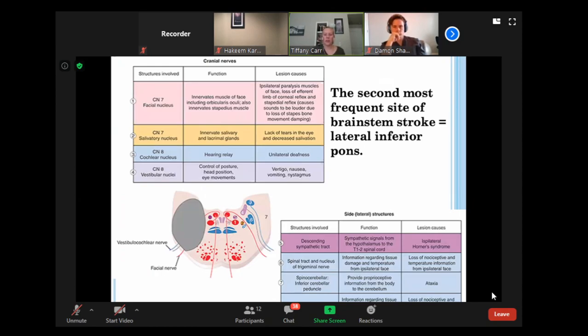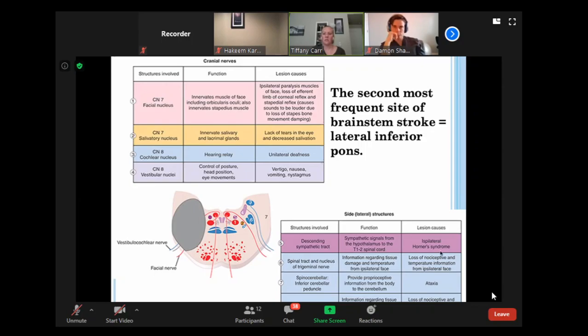So again, this is the second most frequent site of stroke, the lateral inferior pons. Seeing how these little charts are going to explain where everything's affected. This chart was on page 368. You guys need to know that.